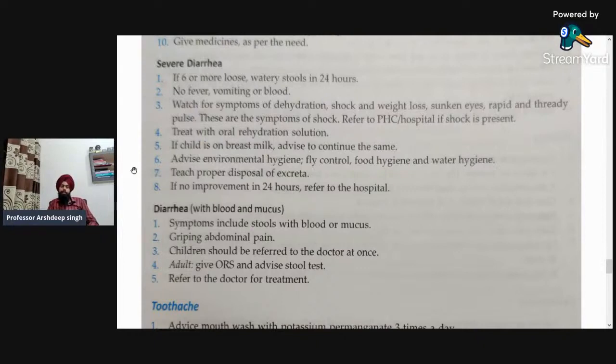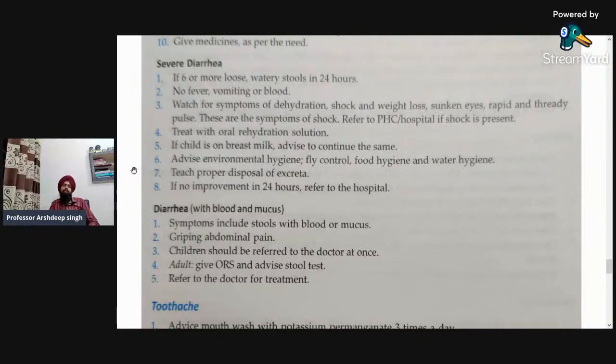If the child is on breast milk, advise to continue the same, and advise environmental hygiene that would include fly control, that means controlling the vectors, either mosquitoes or flies. Food hygiene and water hygiene should be there to prevent cases of diarrhea. Teach proper disposal of excreta, and if no improvement in 24 hours, refer to the hospital.